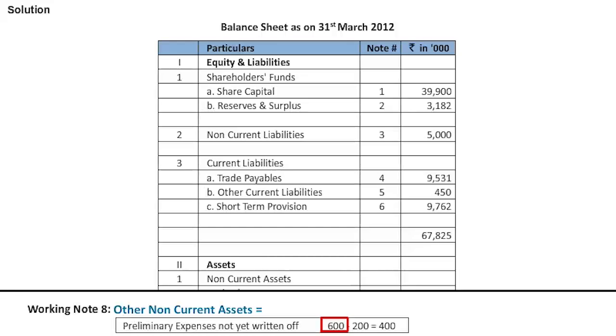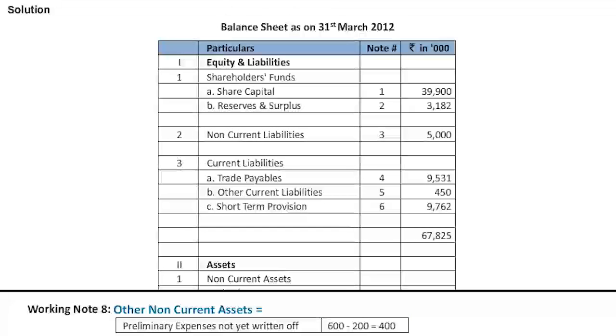So other non-current assets, here basically you have some adjustment. So 600 is the original amount as per the trial balance, and then if you go to the adjustment, it says write off 1/3 of preliminary expenses. So 1/3 of 600, that is 200, right? 200 has to be written off. So if 200 is written off, obviously what will remain in the balance sheet is 400. So 600 minus 200 written off, 400 will remain in your balance sheet.